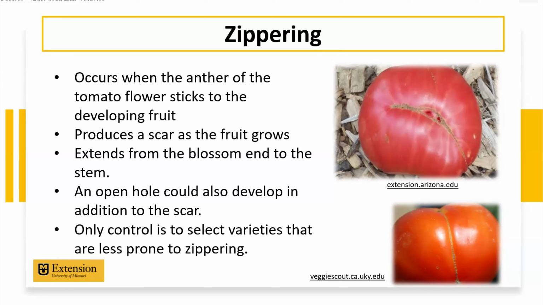There can also be an open hole on the zippering part of it, so you can see those issues occurring right there, and those actually can split open. So you want to pay attention to if your tomatoes have some zippering, and if you start to see it before it gets too bad, go ahead and harvest that fruit off of the plant. The only control is to select varieties that are less prone to the occurrence of zippering.